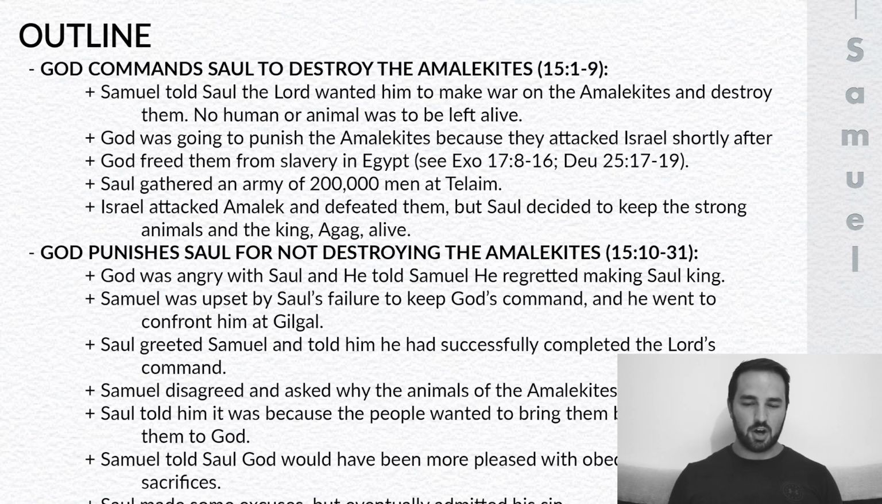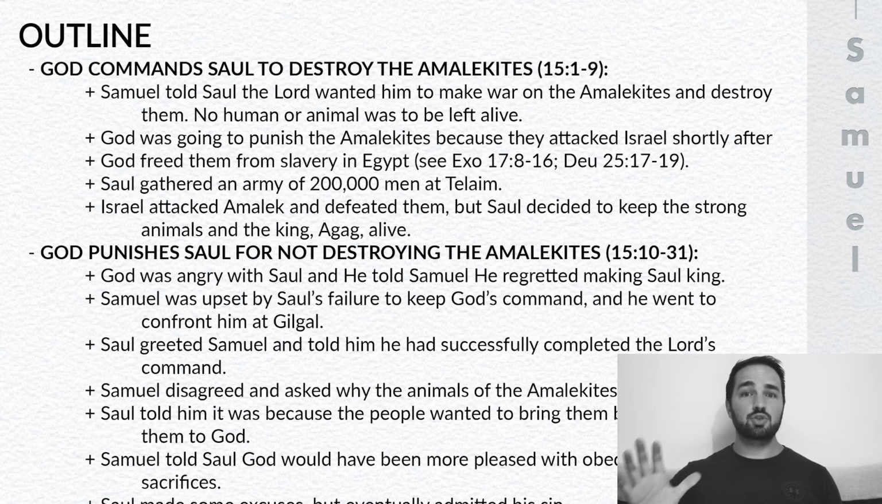Verses 1 through 9, God commands Saul to destroy the Amalekites. Samuel told Saul that it was the will of the Lord that he make war with the Amalekites and destroy them utterly. No human, no animals were supposed to be kept alive. Now, why did God command this? Well, God was going to punish the Amalekites because they had done something in the past that God had not forgotten. Their nation attacked the Israelites shortly after the Israelites had gotten their freedom from Egypt.